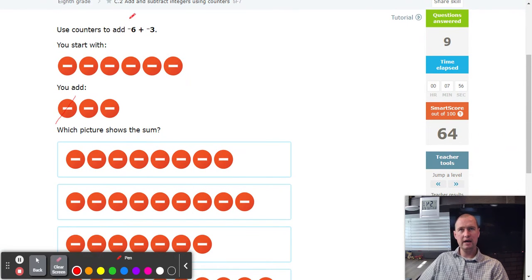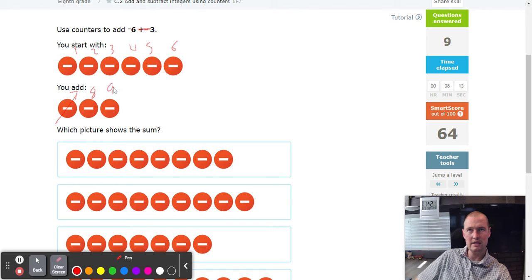All right, next up we got a negative 6 plus a negative 3. Well, adding and subtracting means subtract. So again, we're just going to add them up. Same sign, add them up. So here we got 1, 2, 3, 4, 5, 6 counters, 7, 8, and 9 negative counters all together.